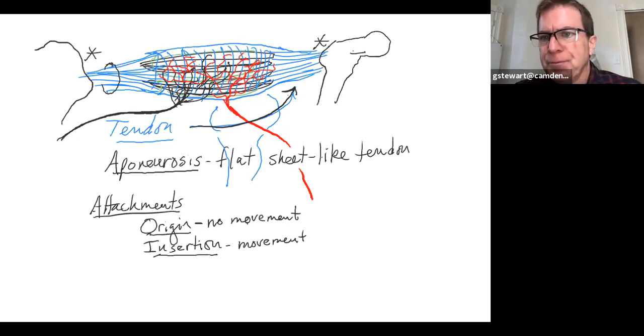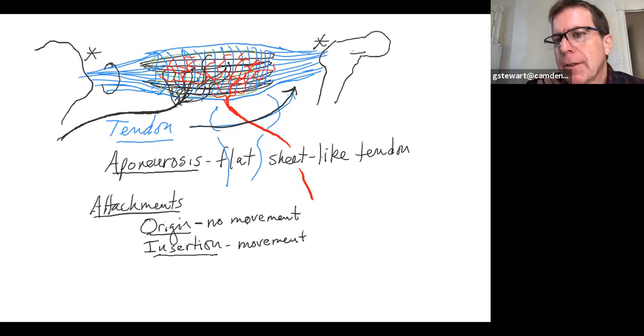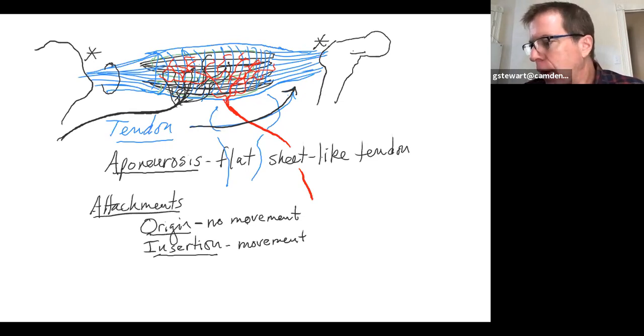So take, for example, your biceps brachii in your upper arm. It's attached up behind your shoulder to the scapula. That would be its origin, and its insertion is down in your forearm on the radius. When that muscle contracts, your forearm moves. So it's the point that's attached to the radius that's the insertion, and the origin is up on the scapula where there is no movement when that muscle contracts.